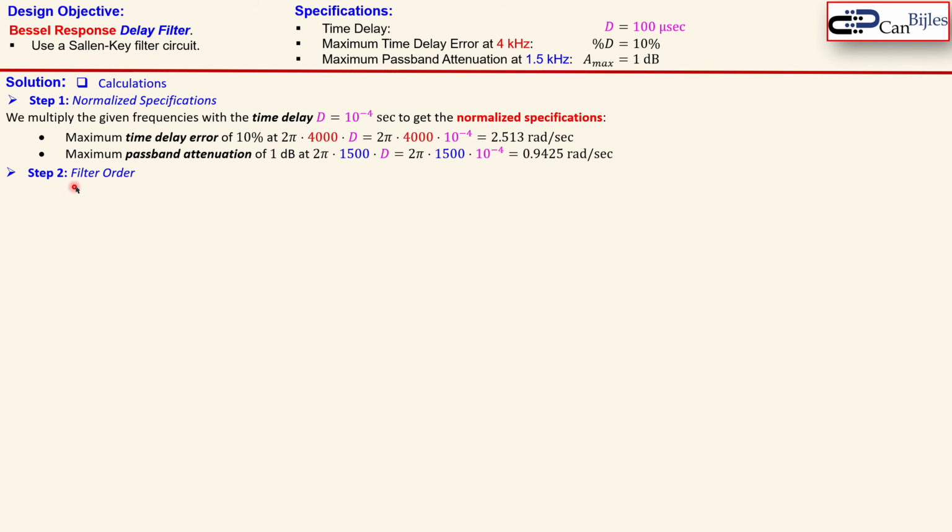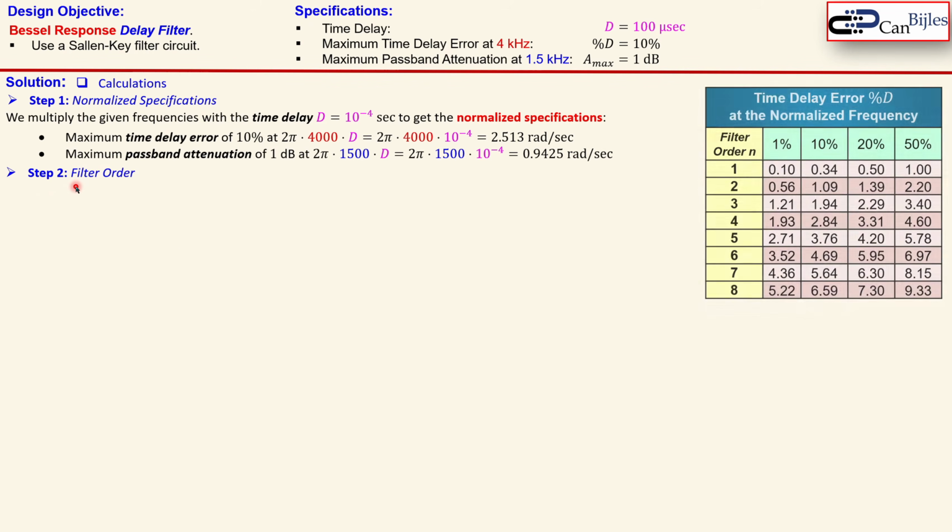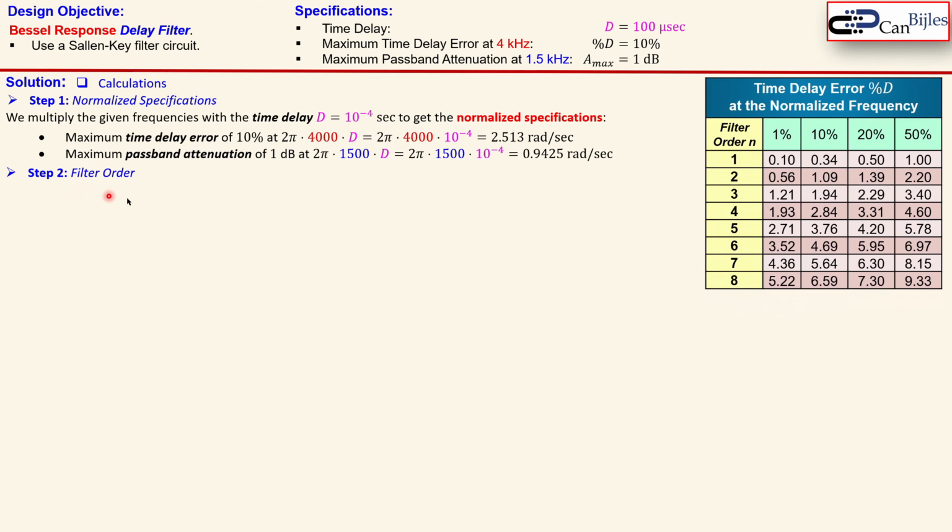Okay, step 2 is our filter order. Now for that we need to look at a table. So there's no specific formula for that, not like, for example, in the Butterworth response or the Chebyshev response. You see here the table for the time delay error, so in percentage d at the normalized frequency. So we have already normalized this. You see here the errors, 1%, 10%, 20% and 50%. So we look at this column. You see also that the filter order is going up in this way.